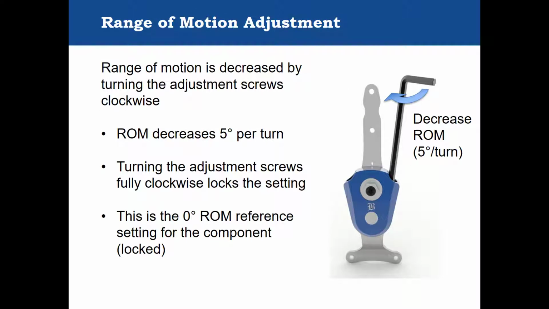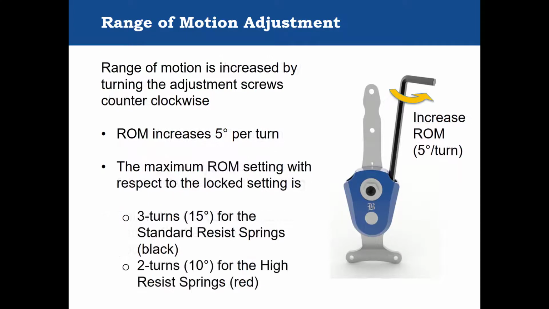This slide illustrates how to adjust range of motion. The range of motion in plantar flexion and dorsiflexion may be independently adjusted. Turning the adjustment screws clockwise decreases range of motion by 5 degrees per turn. With the adjustment screws tightened fully clockwise, the component's range of motion is locked at 0 degrees. This is the reference setting for the component's range of motion adjustment. Turning the adjustment screws counterclockwise increases range of motion by 5 degrees per turn. The maximum active range of motion is 15 degrees or 10 degrees, depending upon which spring configuration is installed.